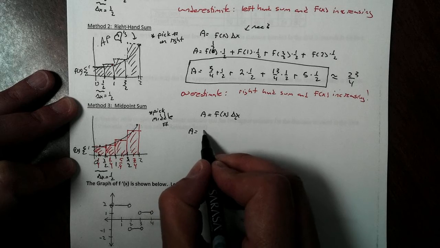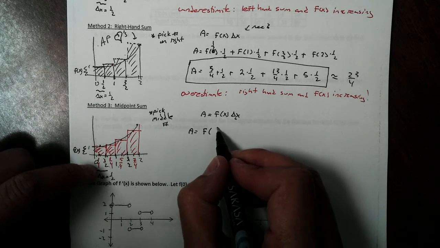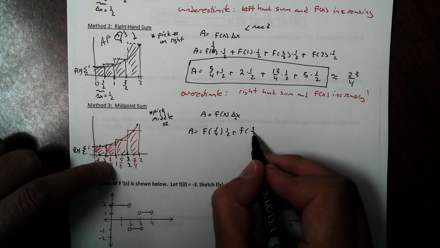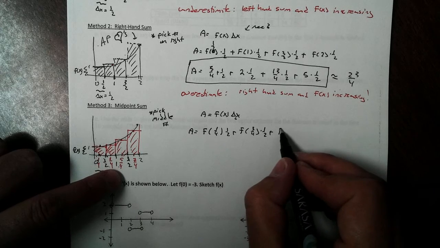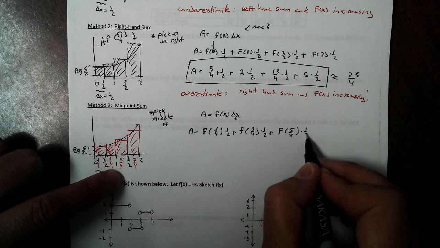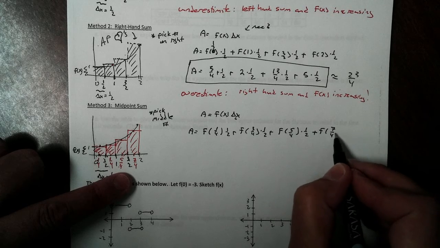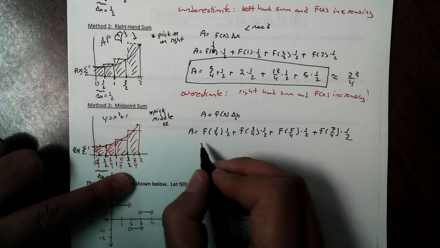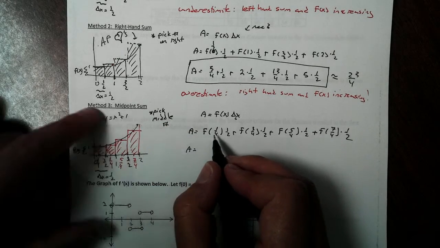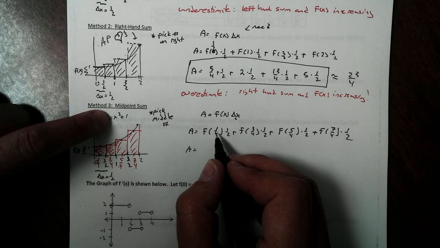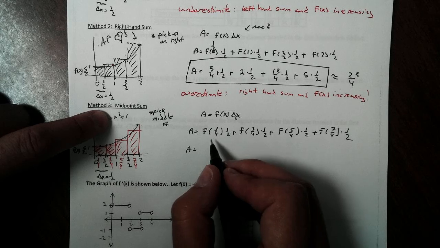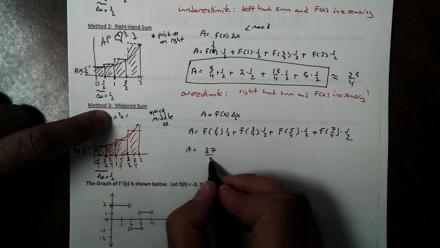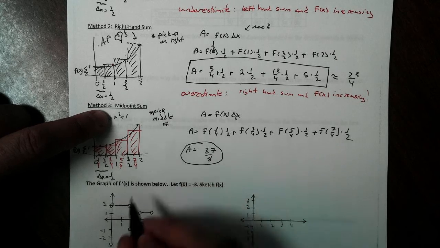So to get our area, we're going to look at the value of the function in the middle, so f of 1/4 times 1/2, plus f of 3/4 times 1/2, plus f of 5/4 times 1/2, plus f of 7/4 times 1/2. And plugging these in, remember our function is x squared plus 1. Plugging them in, 1/4 squared is 1/16, plus 1. And suddenly a miracle occurs, and you're going to get 37/8. Well, I'll let you guys do that one, okay?